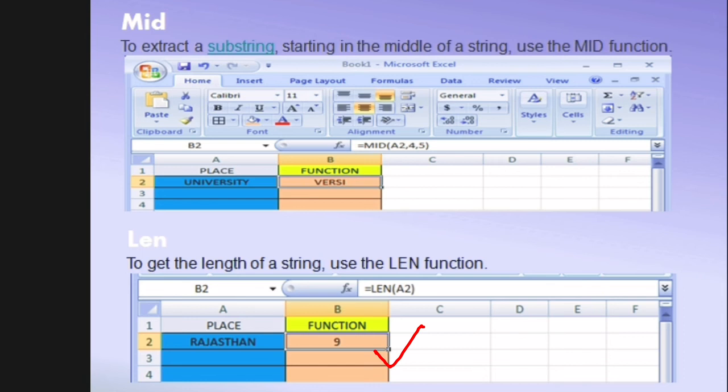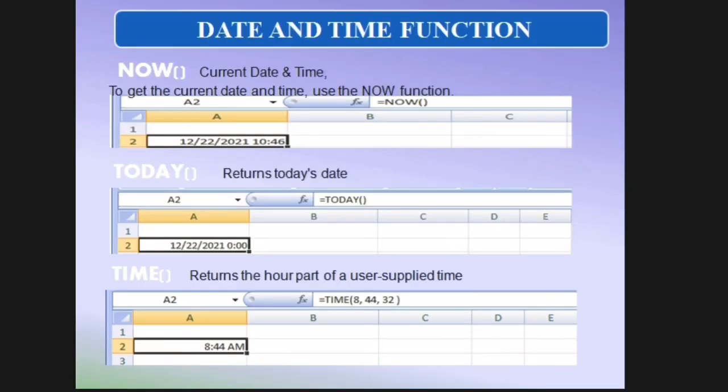Date and time function. This function will show the current date and time, like given here, December 22 is the date and then 2021. So with the help of the now function, we can easily check the current date and time. Today function: this function will show today's date which is given here. Time function: this function will show the current system time.